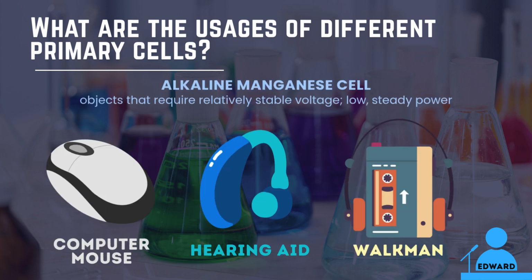On the other hand, alkaline manganese cells are designed for applications requiring relatively stable voltage and low, steady power. They are commonly found in devices like computer mice, hearing aids, and portable music players such as Walkmans. In fact, if the voltage drops in a music player, the song will play slower. That's why you want a more stable voltage that can be distributed over a long time.